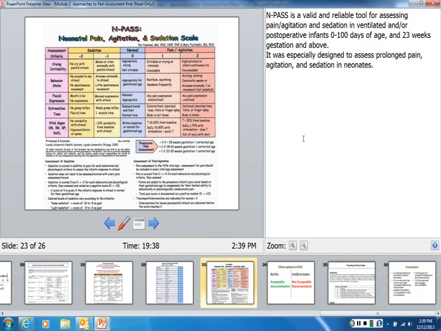And then finally, we have the N-PASS scale. N-PASS is a valid, reliable tool for assessing pain and agitation and sedation in ventilated and or post-op infants 0 to 100 days of age, and all the way down to 23 weeks gestation. It was especially designed to assess prolonged pain, agitation, and sedation in the neonatal population.